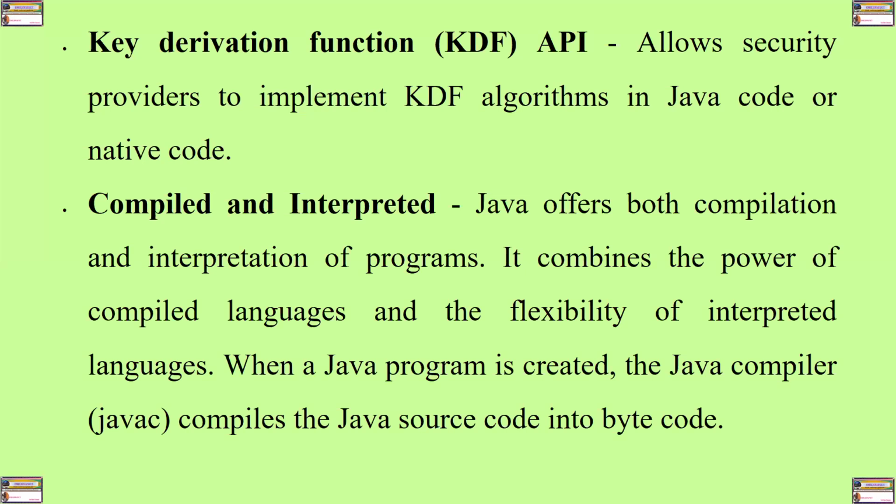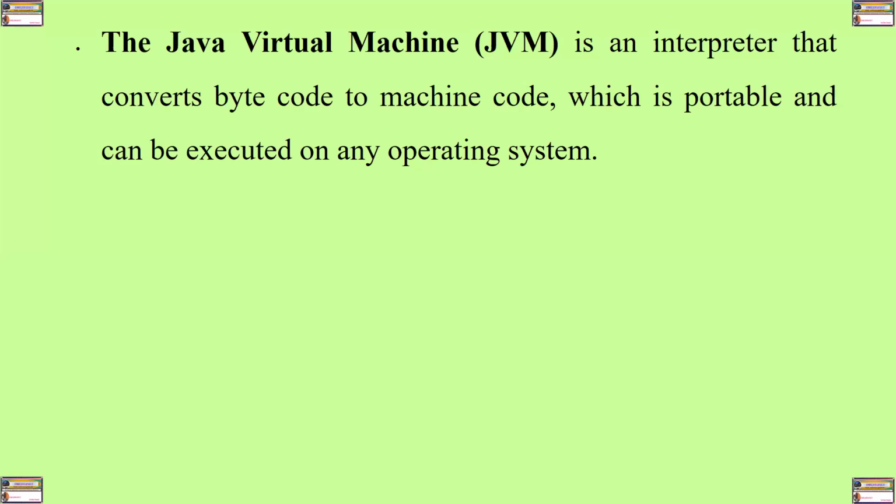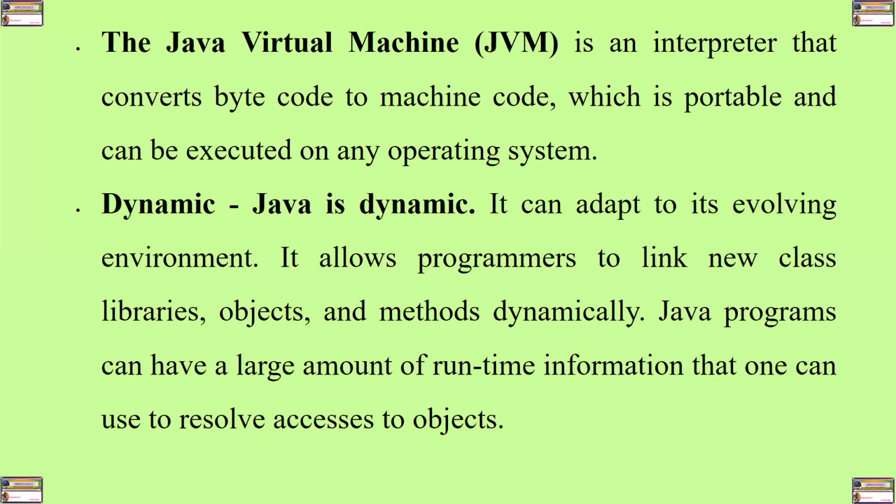Number 10, it is compiled and interpreted. Java offers both compilation and interpretation of programs. It combines the power of compiled languages and the flexibility of interpreted languages. When a Java program is created, the Java compiler, javac, compiles the Java source code into bytecode. Number 11 is the Java Virtual Machine, JVM. This is an interpreter that converts bytecode to machine code, which is portable and can be executed on any operating system.